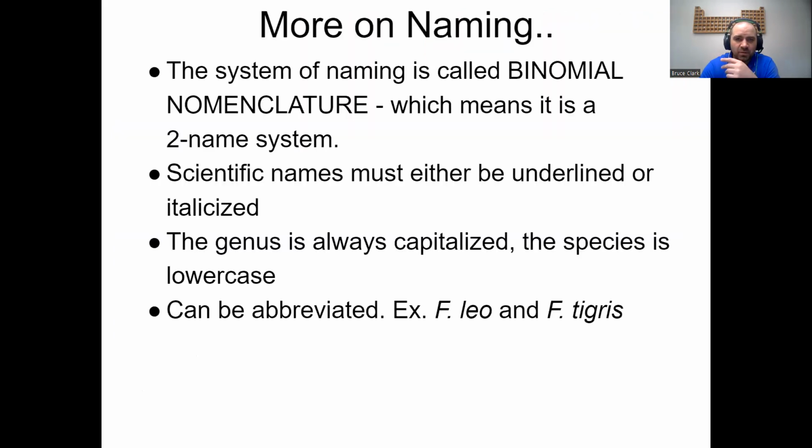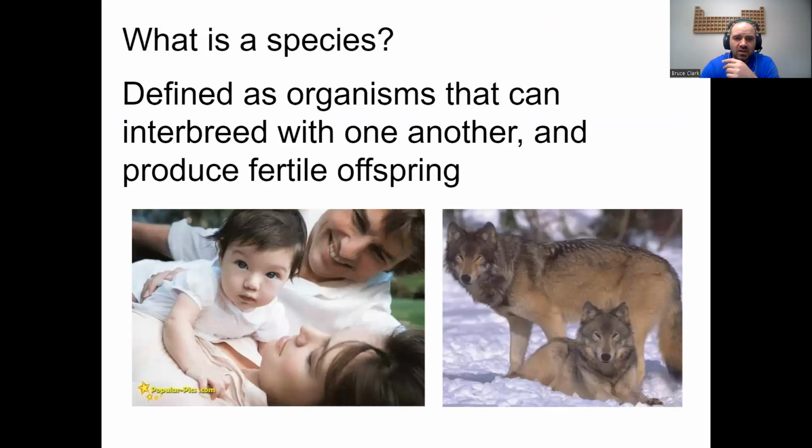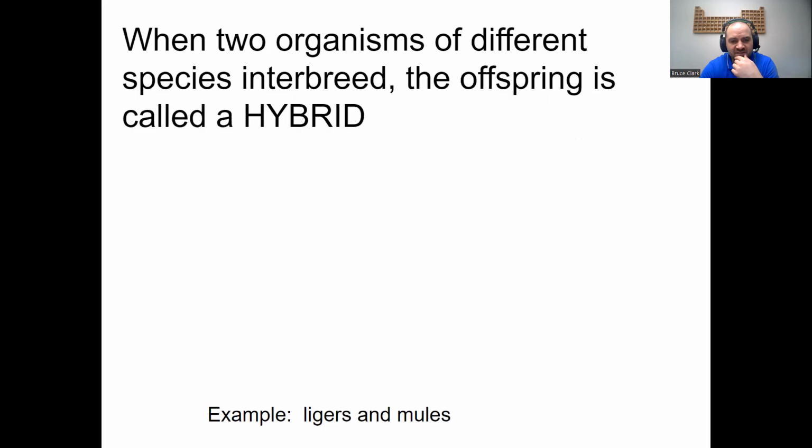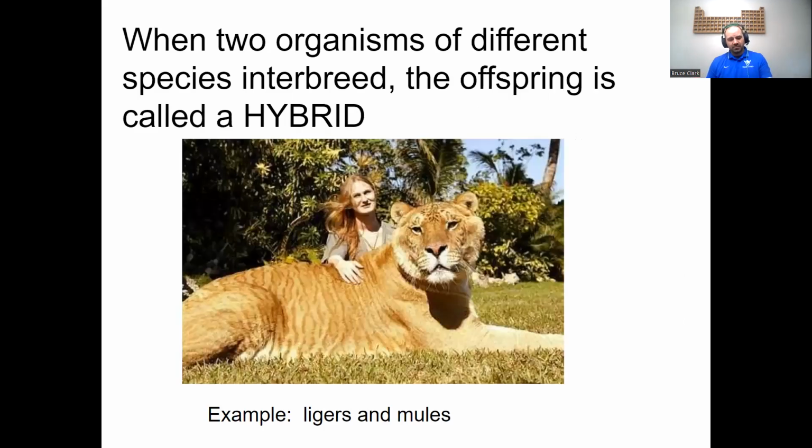Okay, we talked about binomial nomenclature. So how do you define a species? Lions and tigers are so closely related. What makes them a different species? It's when you can produce fertile offspring. Like I said, lions and tigers can produce offspring, but that is a liger and it is sterile. That organism cannot reproduce on its own. Same thing with horses and donkeys producing mules.